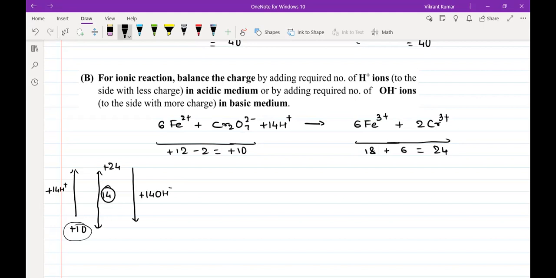Now hydrogen के लिए क्या बताया मैंने? I have to add H2O है ना? How many H2O on the right side I need to add? 7. 7. देखो तो जादू हुआ क्या?